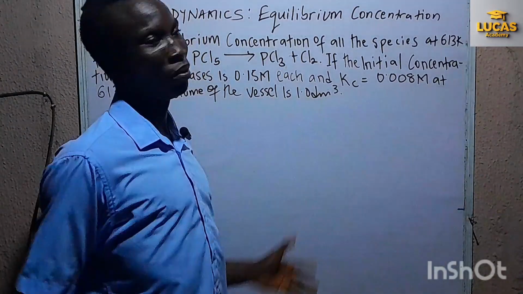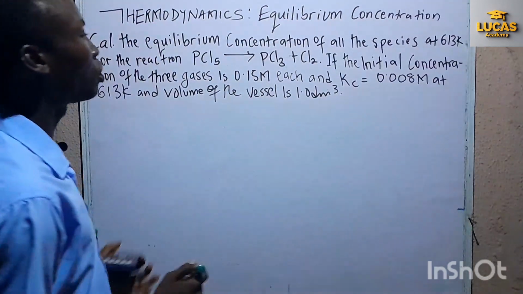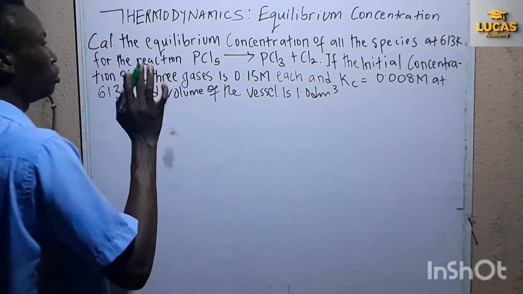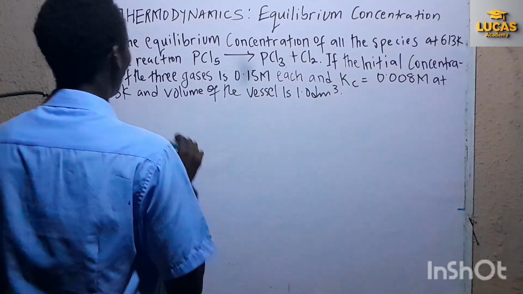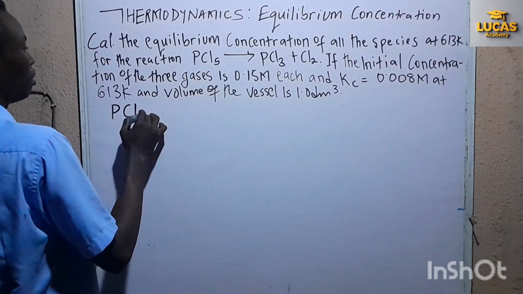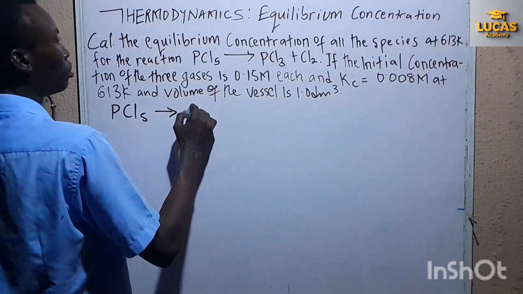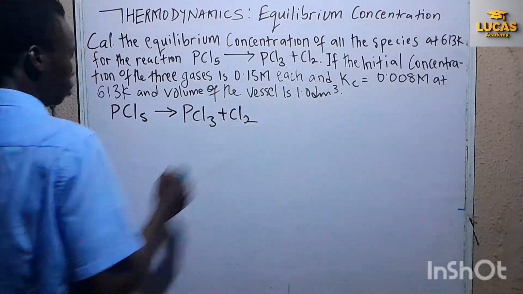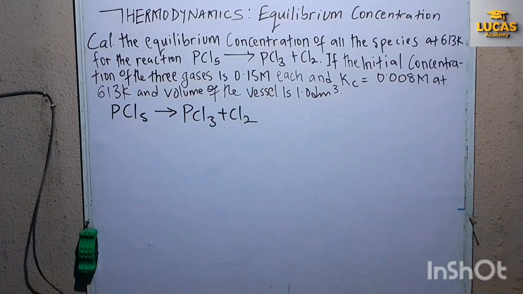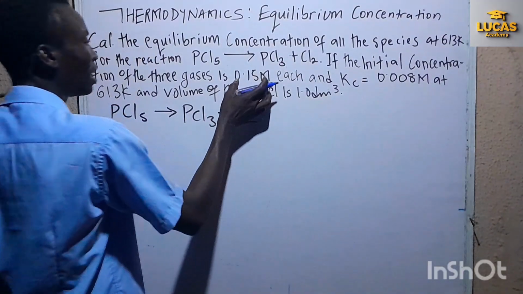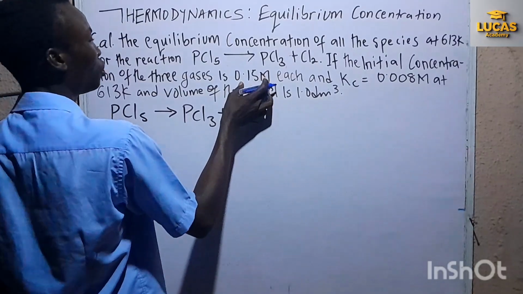Leave all this story behind, okay? Let us focus on what we are here for. Now, to solve this problem, this is what you need to do. So you write this equation. The equation here is PCl5 to give rise to PCl3 plus Cl2. Now, the next thing you are going to do here is that you are given that the initial concentration is this one here.